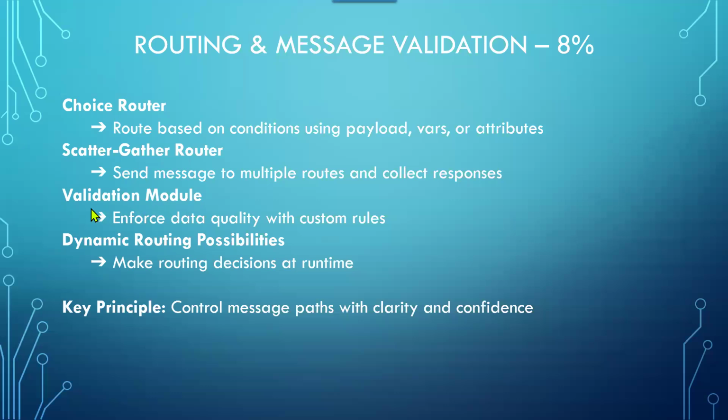So, then the validation module is in our Mule palette. And so we'll take a look at that. And then routing possibilities and things that you can do at runtime. And that's where choice router, scatter gather, you can embed them. You can have a router in a router, or a router that calls another router. So we'll go over some of those details.